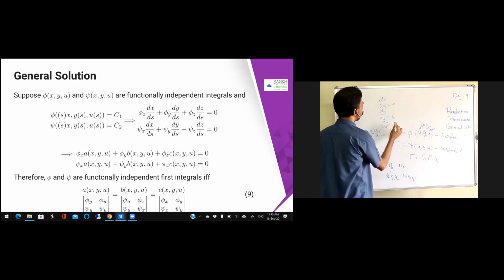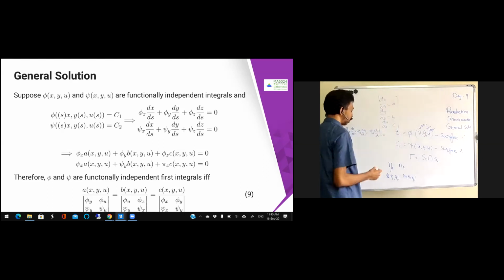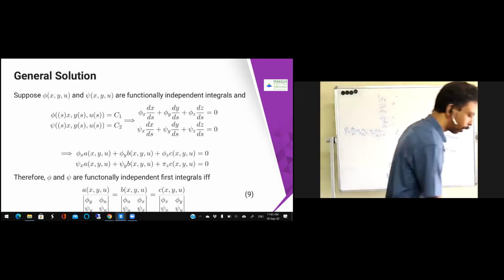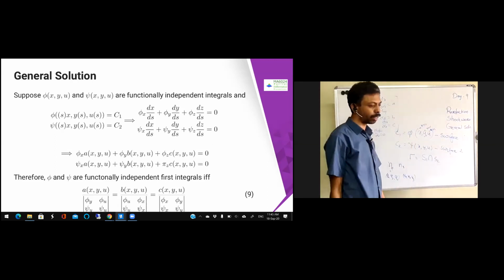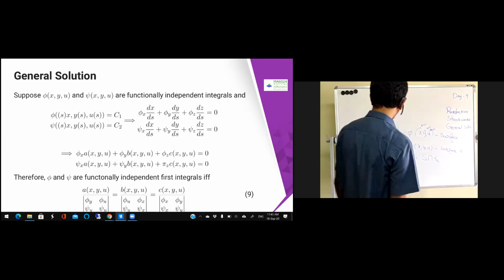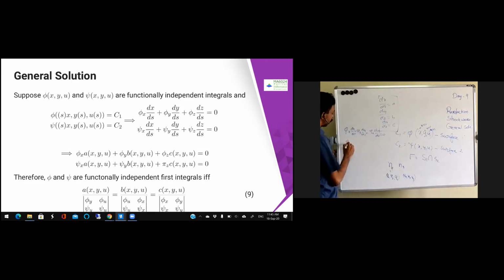What is this one? For the quasi linear PDE, this is called a characteristic system. So I substitute it over here, then this will become pi x a plus pi y b plus pi u c equal to 0. Similarly, psi x a plus psi y b plus psi u c equal to 0.